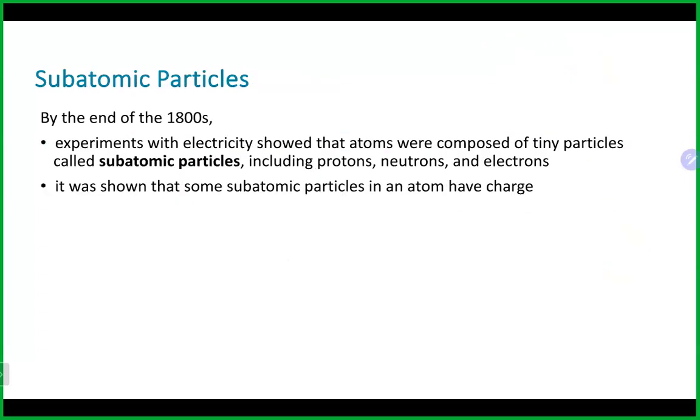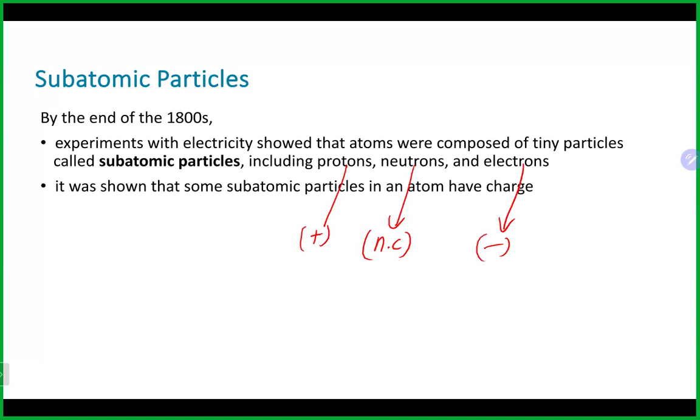So by the end of the 1800s, a lot of experiments had been done. And as I mentioned before, even though atoms are very, very small, they were found to have an internal structure, which are sometimes referred to as subatomic particles. Those are our protons, neutrons, and electrons. Once again, protons are our positively charged particles, neutrons are guys with no charge, and our electrons are negatively charged particles.